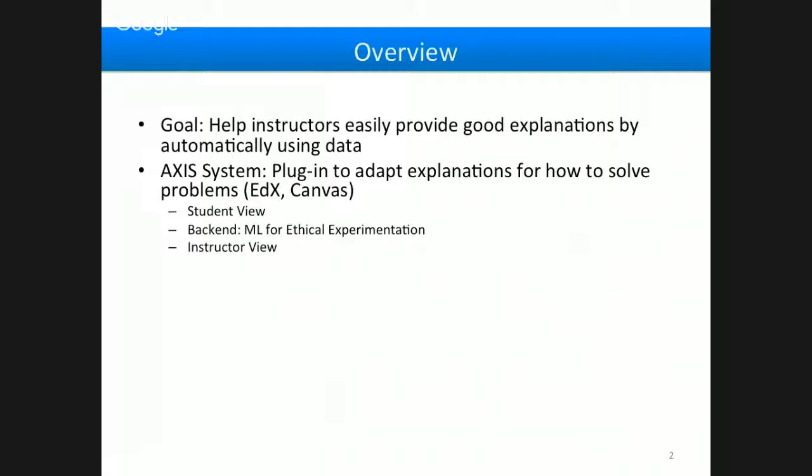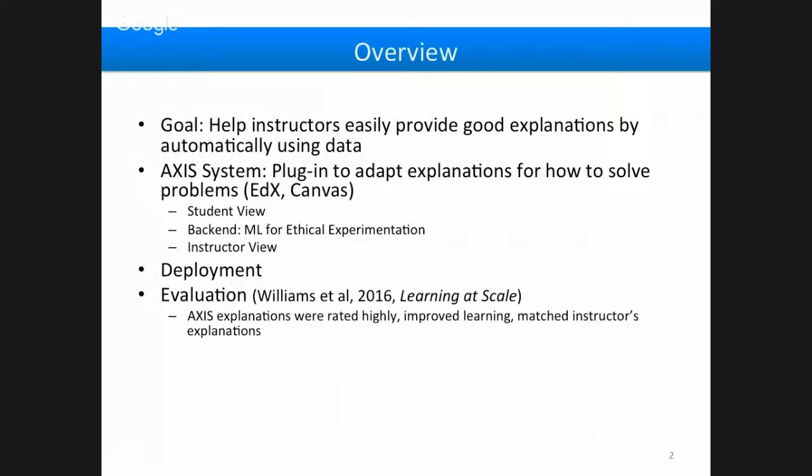And then finally, the instructor view. I'm just going to show a very rough prototype. A lot of these systems are meant to just show you what an instructor could do. But I would work with more serious software engineers to make this something more programmatic if it was interesting. I'll talk about how I deployed it as a pilot, and then how we evaluated whether it helped learning.